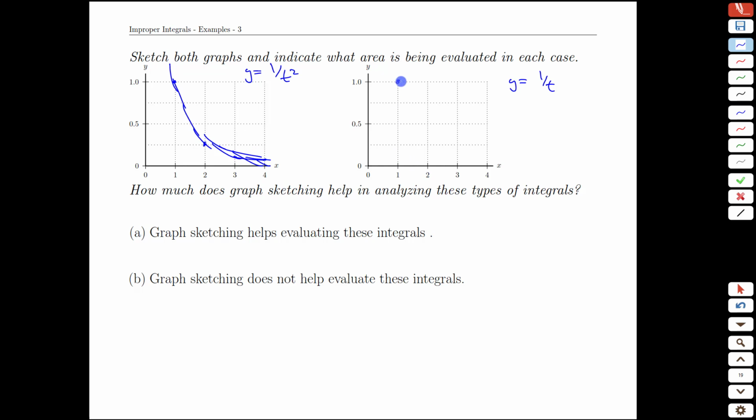And on the other side here, when t is 1, we'll be at 1, then we'll have a half, then a third, then a quarter there. So this graph looks like this. Let's clean this one up a bit here too.